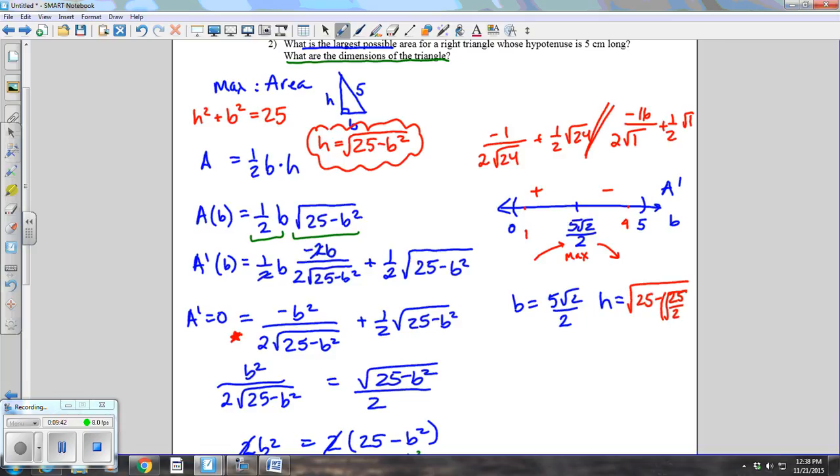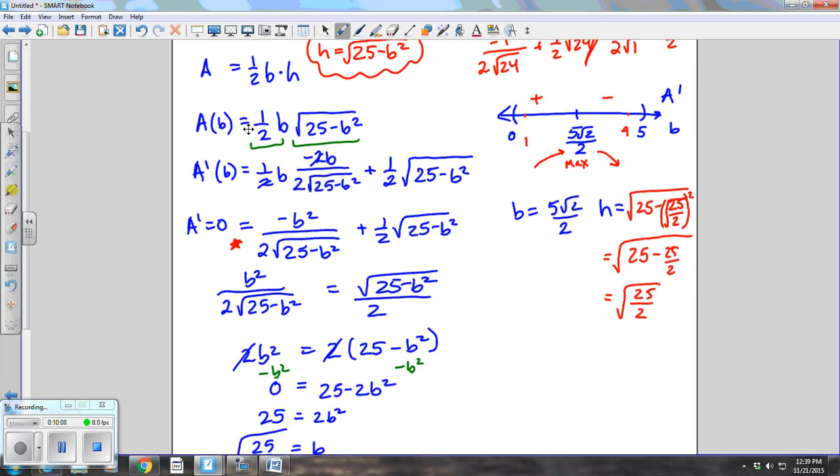This is an earlier version of b that I'm using. So this is coming out to be 25 minus 25 halves. That's 50 halves minus 25 halves, it's also 25 over 2. So the height and the base both in this situation are 5 root 2 over 2. So those dimensions maximize the triangle's area.